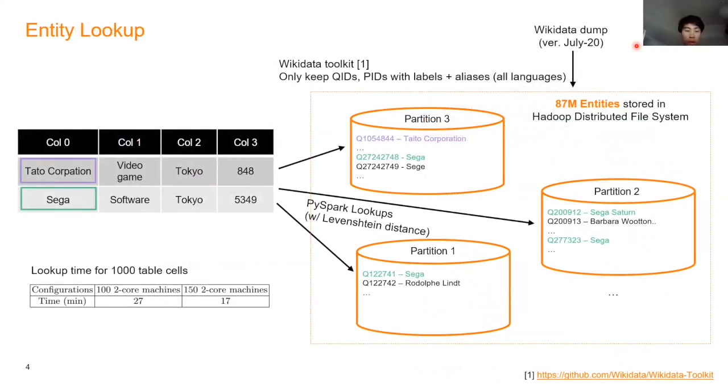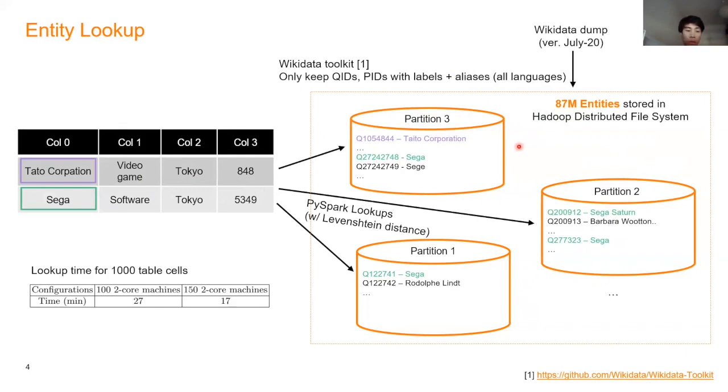Specifically, from a raw data dump, we use the Wikidata toolkit to filter the dump. We only keep the QIDs and PIDs associated with the label and alias in all languages. And at the end of this step, we have 87 entities. We store them in the Hadoop distributed file system. We show here 3 partitions where we store the entities.